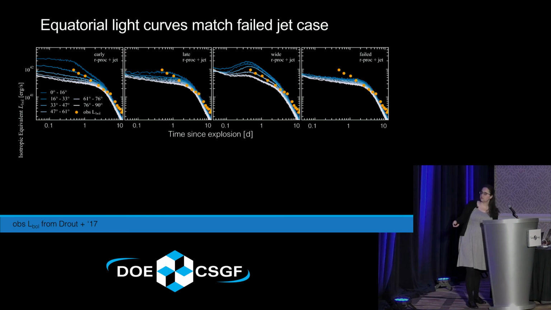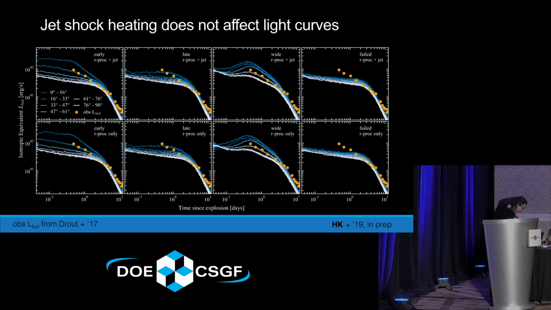And this top row here shows R-process heating and jet shock heating, and the bottom row is light curves with just the R-process heating. And ultimately, our intuition about the energy budget is right in that the R-process, if you ignore the jet shock heating, the light curves are basically identical.